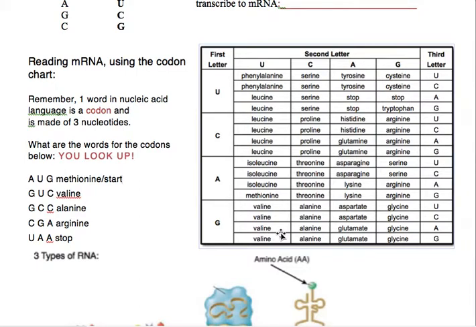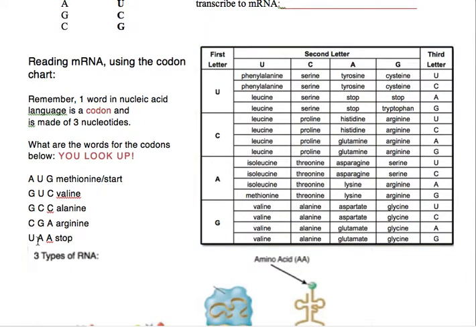If you thought no, you'd be right. All of these words are identical. Valine. Okay, now GCC. We're here, G again. The second letter this time is a C right here. Now we're right here. Well, all those words are the same thing too. That's alanine.